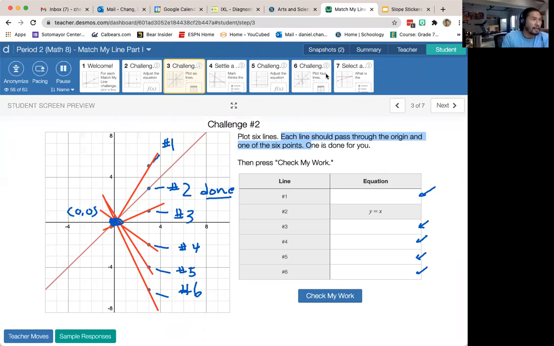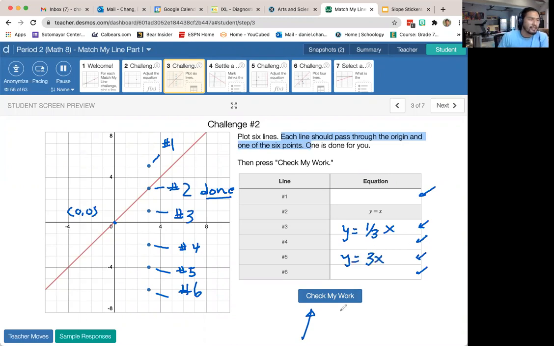And the great thing about this problem is that you can just keep clicking check my work. You can put in as many different equations as you want to try out, and just keep changing them, keep clicking check my work, and see if you get what you want. So don't just do it once, press check my work and leave. You can do this as many times as you want.